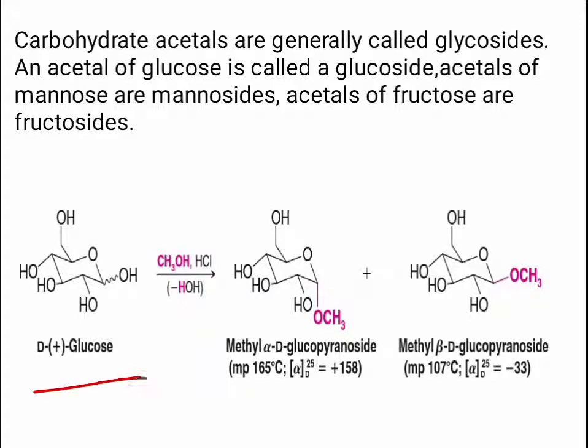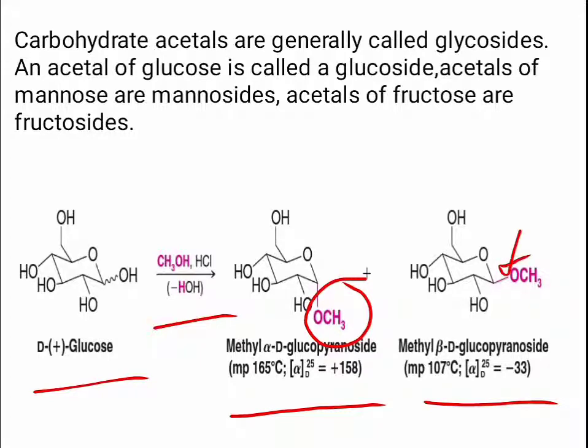So this is the glucose. You are treating with methanol and HCl. Then you are getting methyl alpha D glucopyranoside and methyl beta D glucopyranoside. This is the glycosidic linkage. This one.